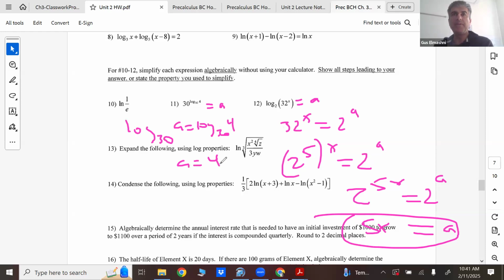Yeah, pretty much. No, like 30 to the log base 30, we know, like something to the log of something of the same base. Right, but just to show why it works. Yes, we know that, of course.